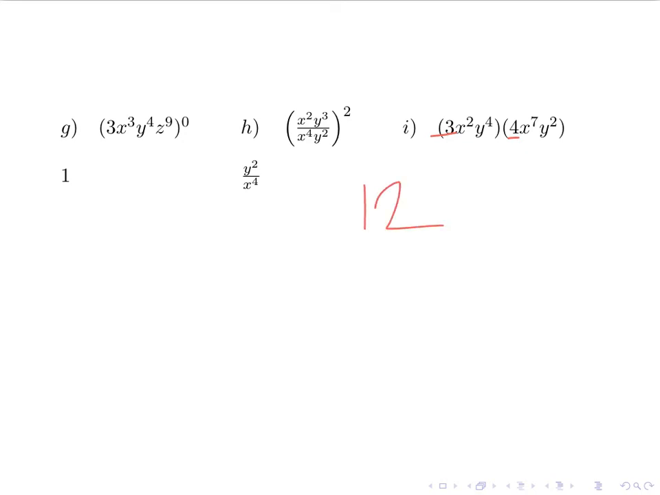Then I'm going to move on to my x's. X squared times x to the 7th. I add them, and I get 9. And then y to the 4th, y squared. Again, I add them, and I get 6. So 12x to the 9th, y to the 6th.